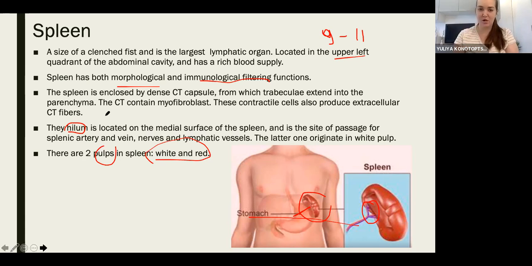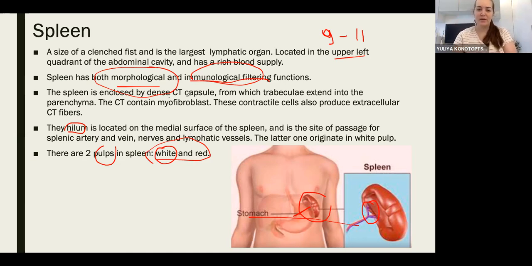Red pulp has a morphological filtering function. Red pulp is the morphological filter. But within that red pulp, you see white dots, like pimples, like zits, literally. Those white dots are called white pulps, and white pulps have an immunological filtering function. So remember that each pulp has a different function in a way.